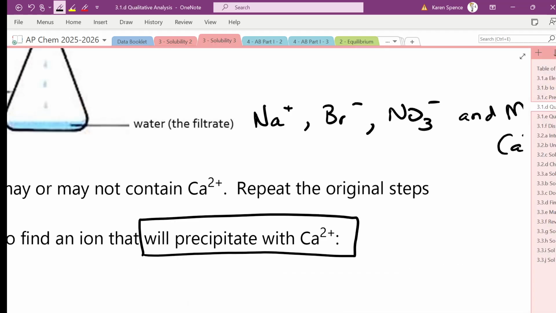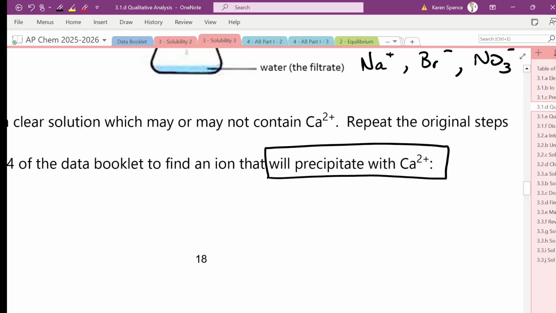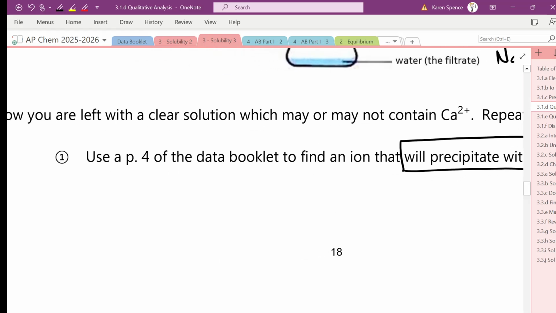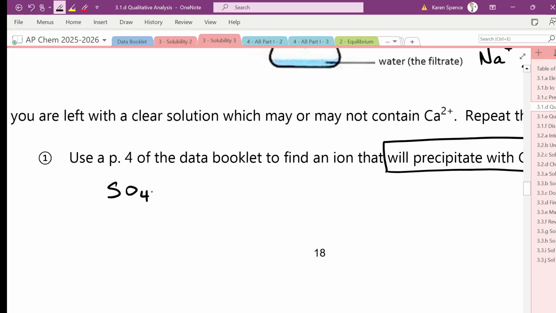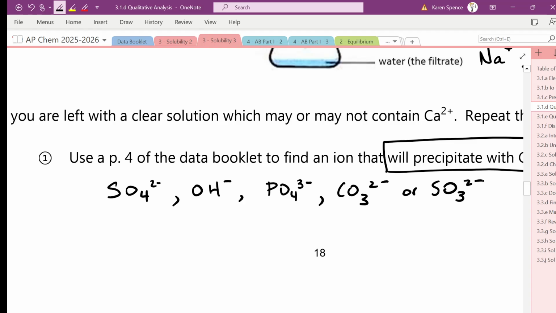So we'll go back here. So we could have SO4 2 minus, OH minus, PO4 3 minus, CO3 2 minus, or SO3 2 minus. Do you have a preference? Which one would you like? Pick one. Yes? OH? Great. All right, so we're going to pick OH minus.